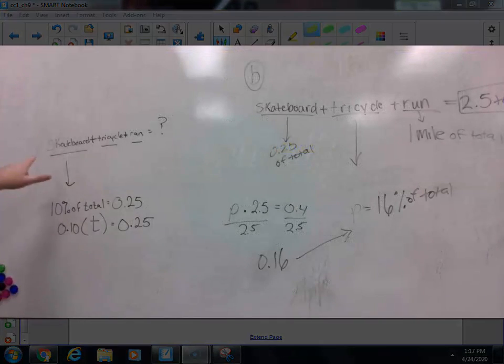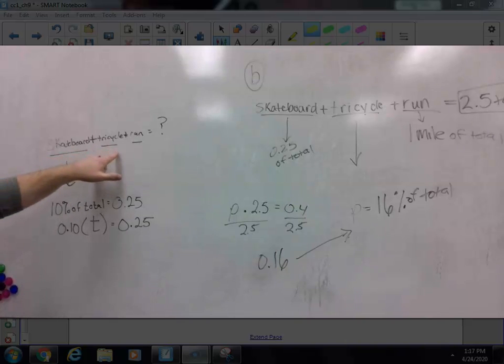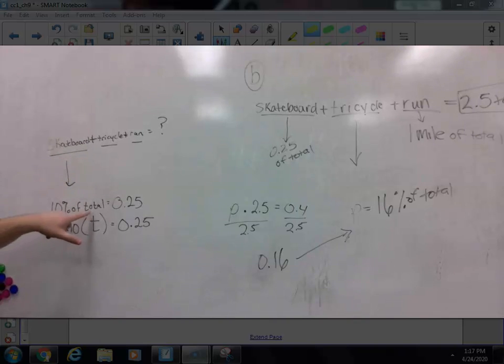So if we go over here, we know this race is going to be composed of the skateboarding plus the tricycle plus the run. And we're focusing right now on just the skateboarding section of that. We know the skateboard section is 10% of the total, and 10% of the total is 25/100ths of a mile. Okay? So again, we don't know what the total is yet, so we use a variable for that.